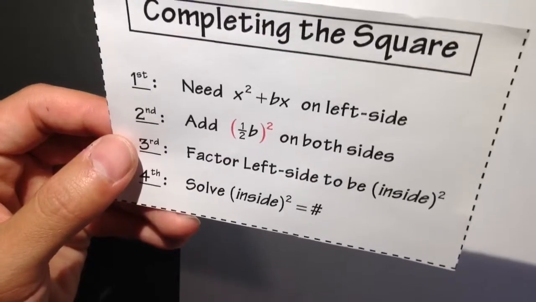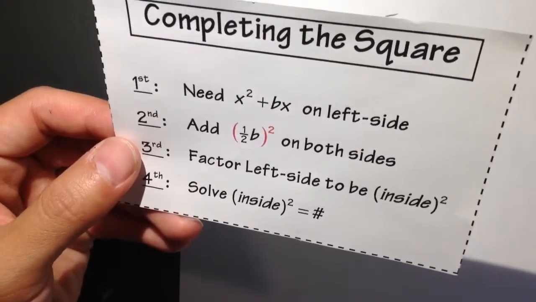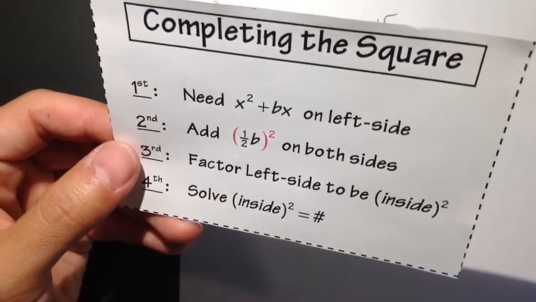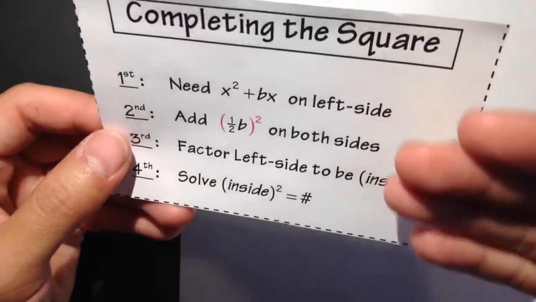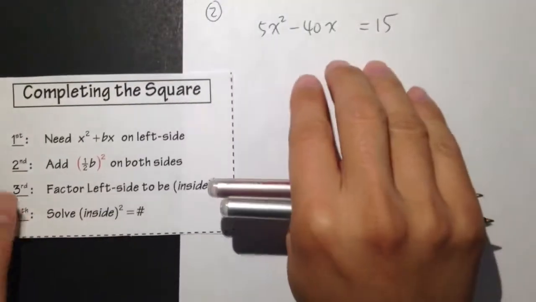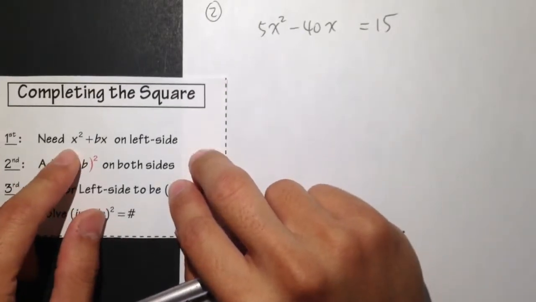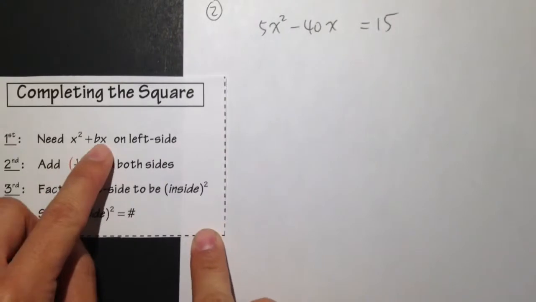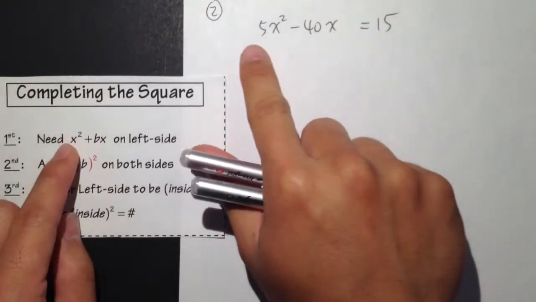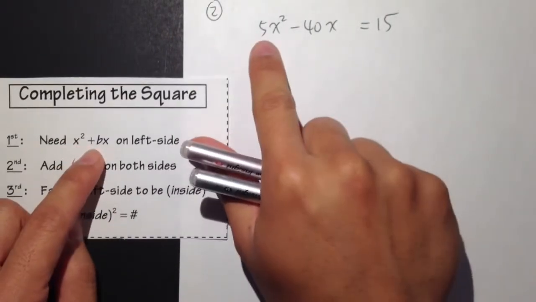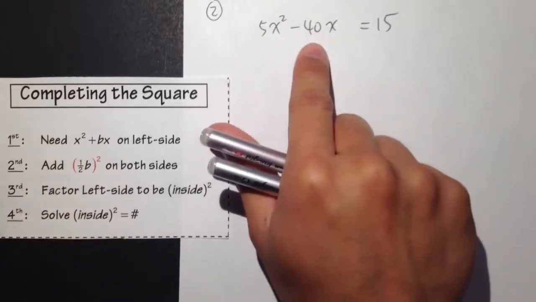We are going to look at a second example on how to solve a quadratic equation by the technique of completing the square. These are the steps, and this is the question. Well, first, we need to make sure that we have just x squared plus bx on the left hand side. And it looks like we have that. We just have the two terms on the left hand side.